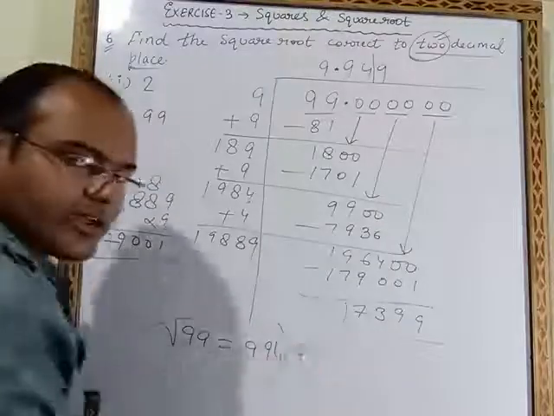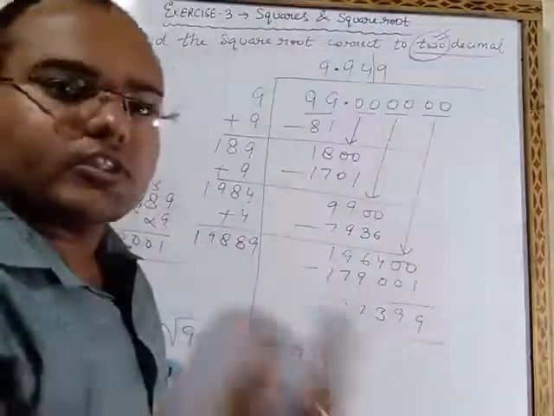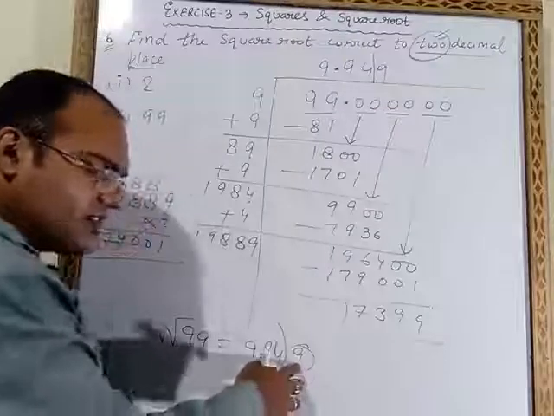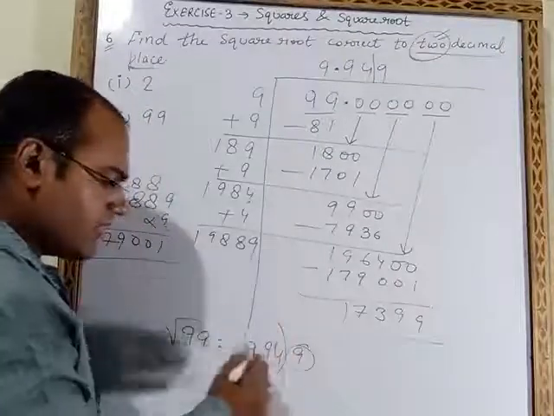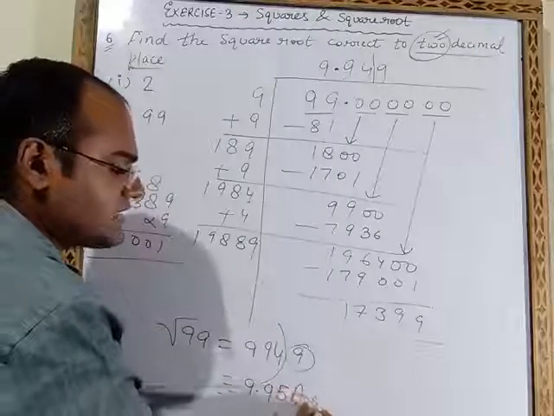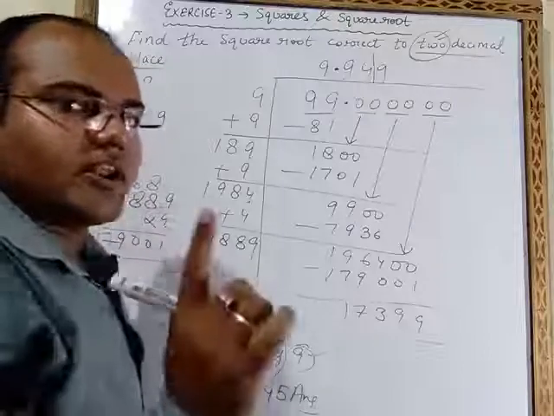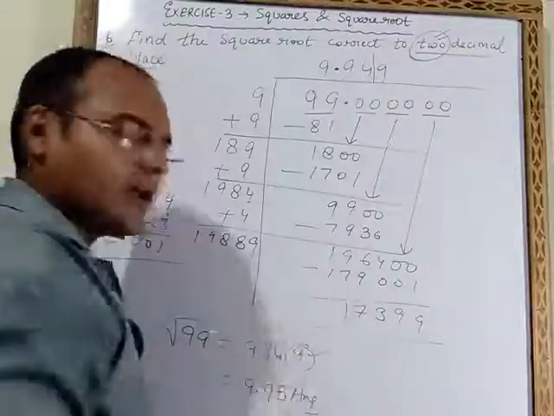Next digit we will check. Up to 2 decimal places we have to write, but we have to find up to 3. Now the third one we will check. It is greater than 5. So here we will increase it. As this number is greater than 5, we will increase the previous digit by one. So this will become 9.95.